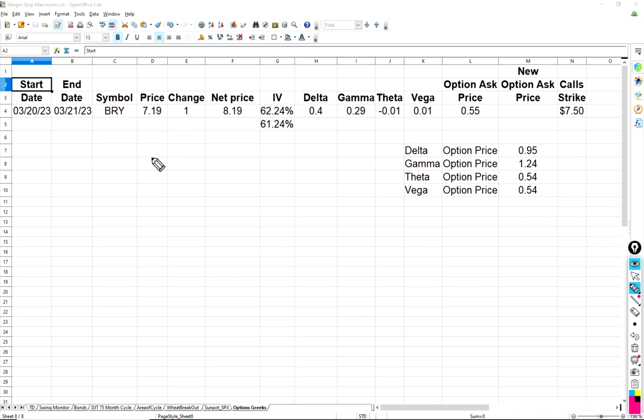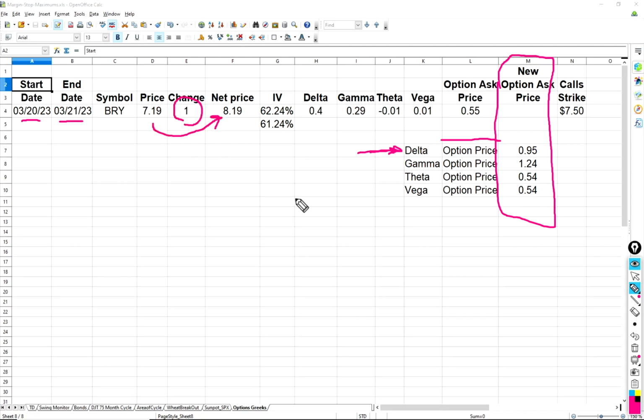So let's do delta first. Is it true? Here's delta. I have delta right here. And we'll call this column the new option price, right? So let's just deal with delta right here, this one. Now you can see that I put a change, let's say from Monday the 20th to Tuesday the 21st. Let's say the stock changed $1 positive. It went from $7.19 up to $8.19. The delta says that the price of this option over here should change by 40 cents. There it is, 95 cents.